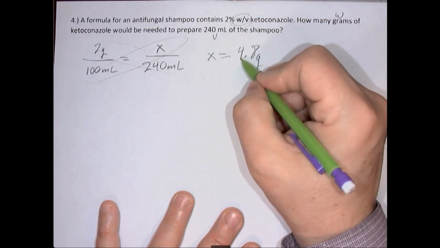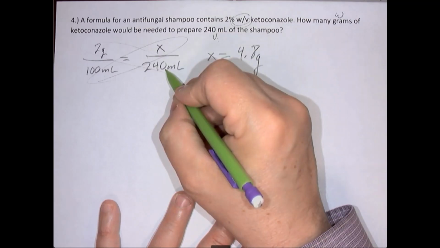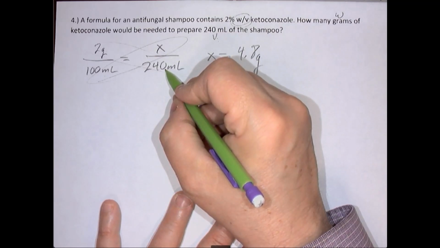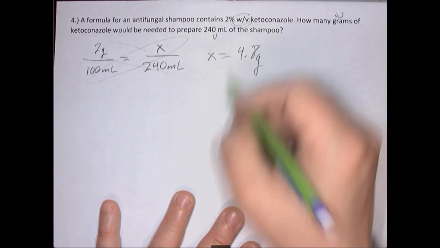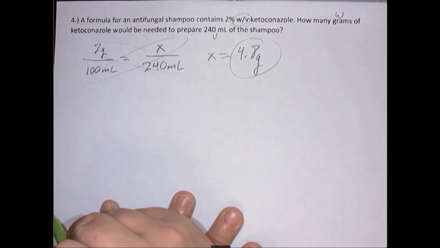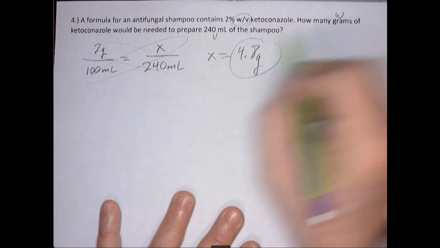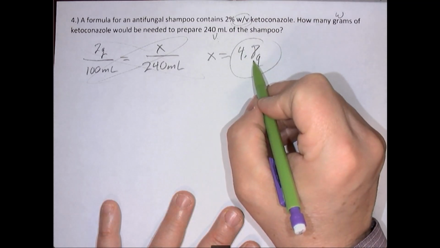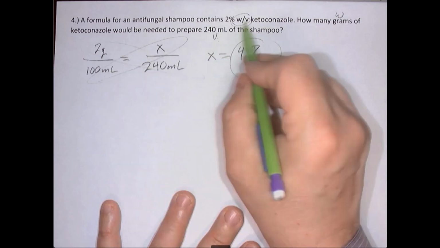All right, so 4.8 grams out of 240 milliliters would reduce to 2% strength. Okay, but here's our answer: 4.8 grams. It asks how many grams. So 4.8 grams of the ketoconazole in 240 milliliters would give us a 2% strength.